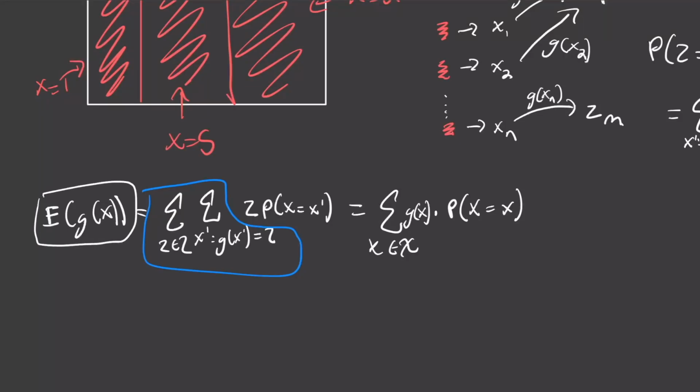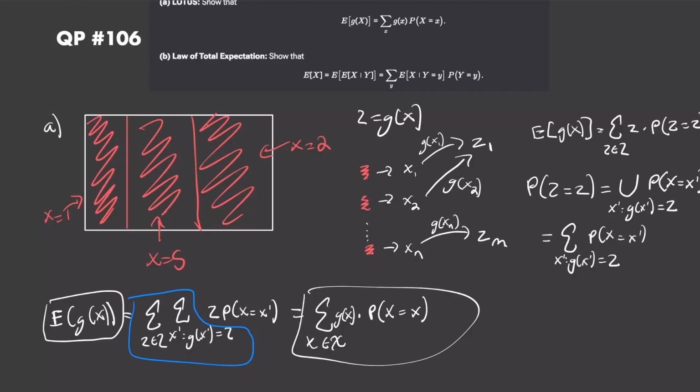We started with the expected value of g of x and we got the LOTUS identity over here. This one's not too hard to understand. Basically, when I take a function of these, I'm not actually changing the probability mass itself. I'm just changing the value that it was assigned. So it makes sense that we can just use that same probability mass, right?